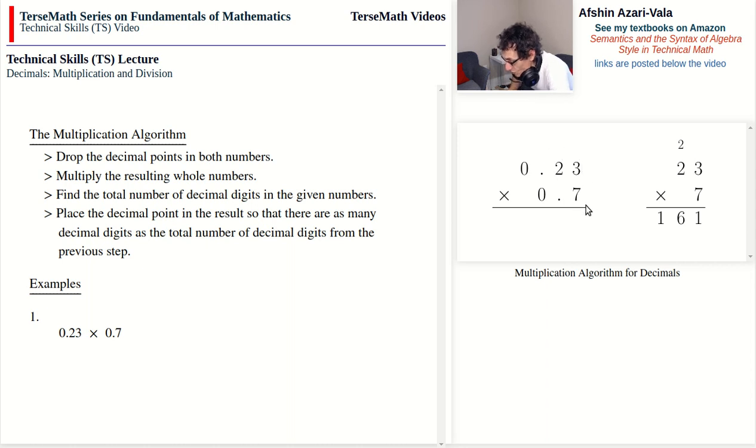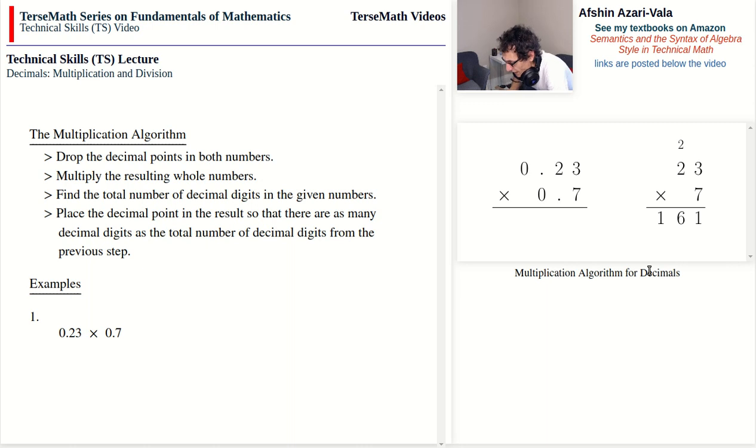Recall that decimal digits are digits on the right side of the decimal point. So we start with 3 decimal digits, and we should end with 3 decimal digits. So 161, we can place the decimal point just before the 1. In effect, we end up with 3 decimal digits. And we also always prefer to put a 0 before the decimal point in case the whole part is 0. And therefore the answer to the original problem will be 0.161.